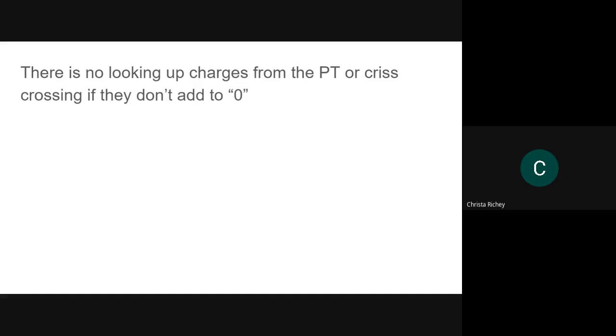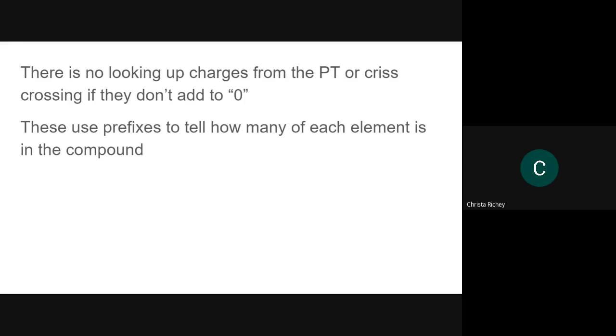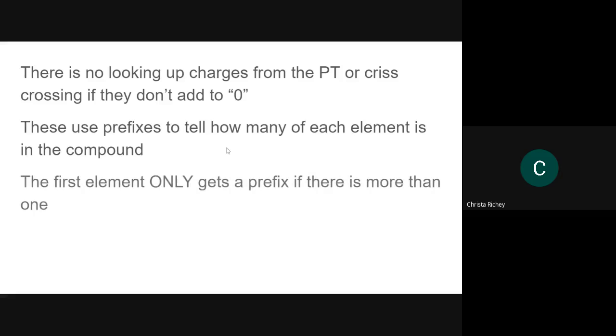Well, that's not right. Okay, so there's no charges, there's no crisscrossing, there's no parentheses, there's no Roman numerals. You need to know your prefix. And we did what? 1, 2, 3, and 8. Now, your first element only has a prefix if there's more than one. So carbon dioxide, which is CO2, and carbon monoxide, which is CO. That carbon, there was no prefix. There's one of them.